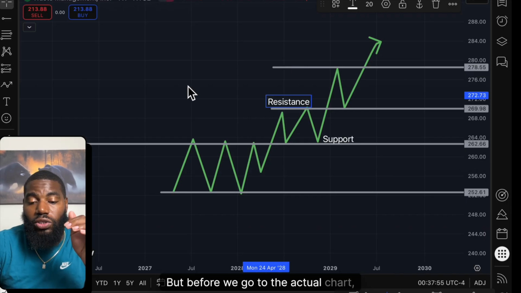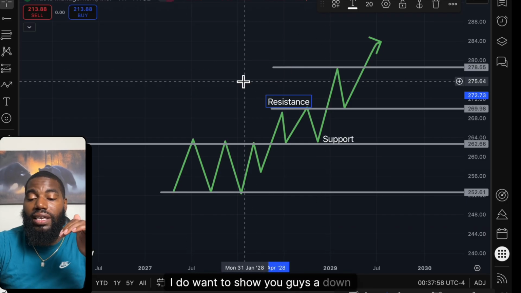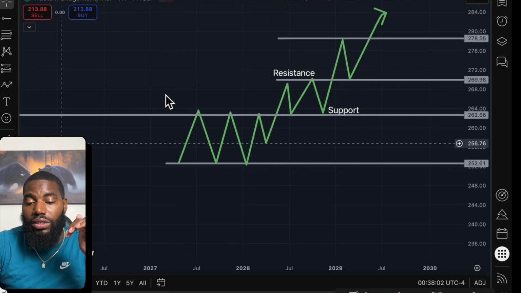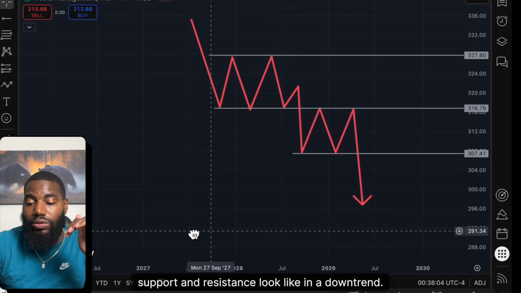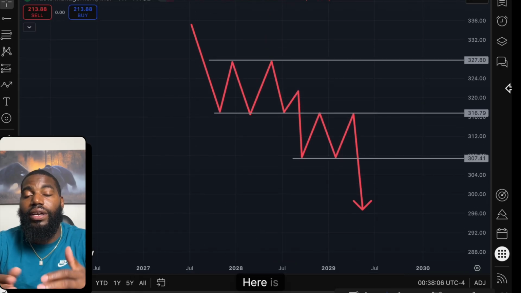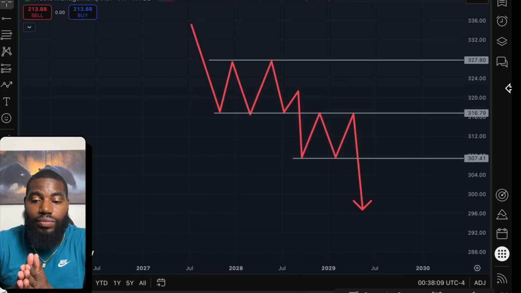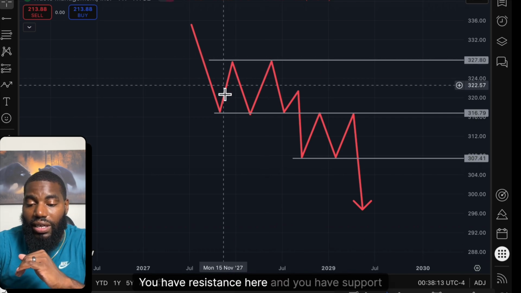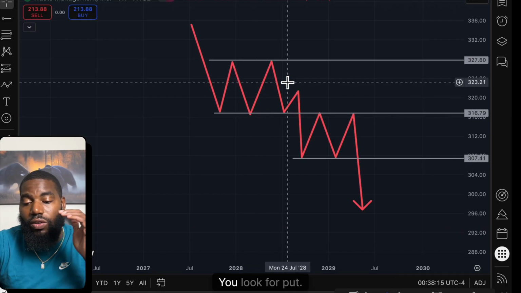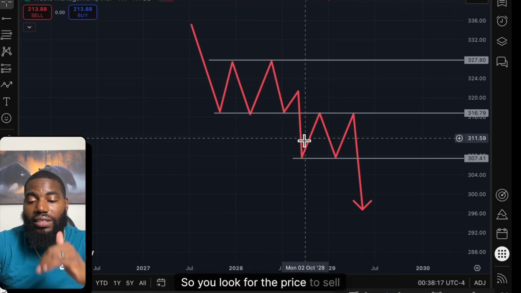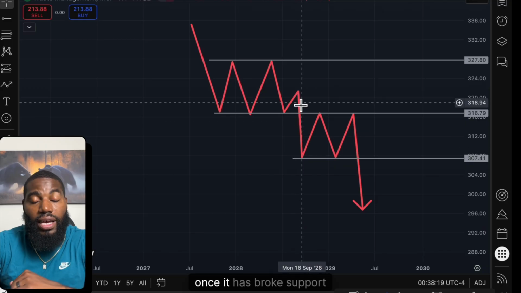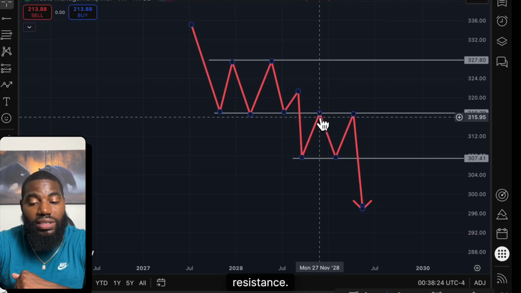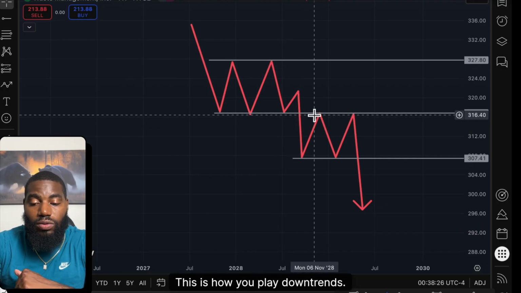Before we go to the actual chart, I do want to show you guys a downtrend so that you can see what support and resistance look like in a downtrend. Here is a downtrend. Same thing. You have resistance here and you have support here. You look for puts, or you look for the price to sell once it has broken support and comes back to make that new resistance. This is how you play downtrends.